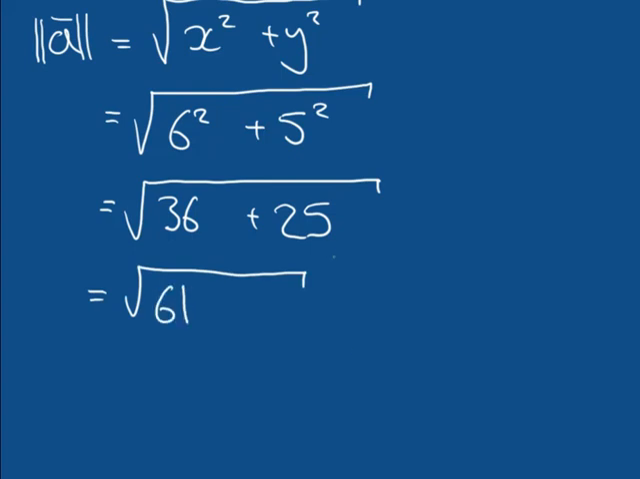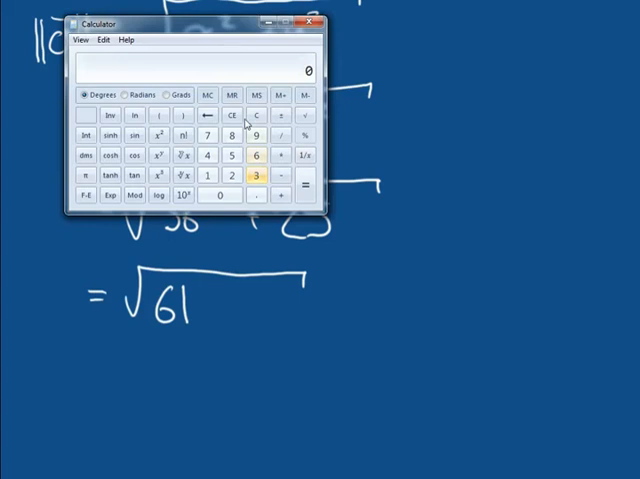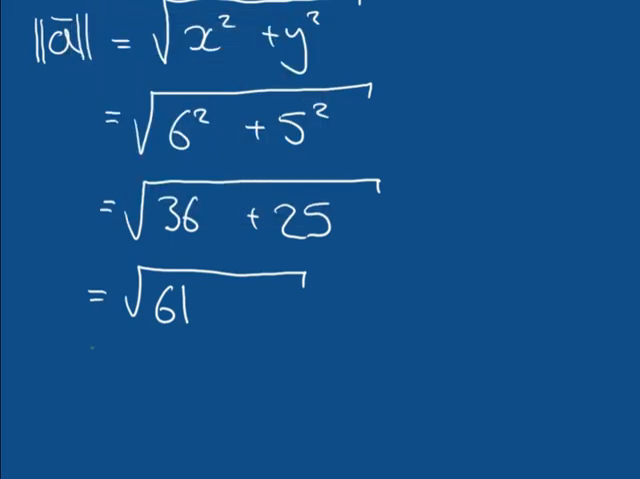Now that's not going to be a nice round number, but I am going to use a calculator to work this out. So we have 61. I'm going to take the square root of 61, and that gives us 7.81 roughly. So I'm going to write approximately equal to 7.81. So that's the length of A.